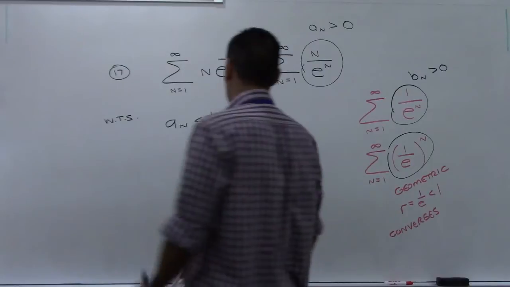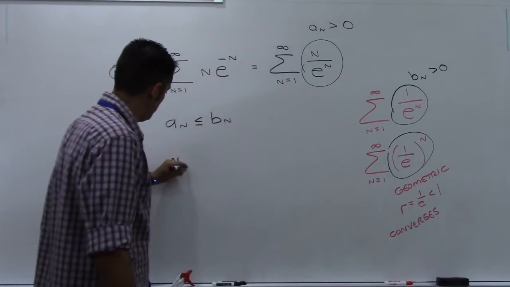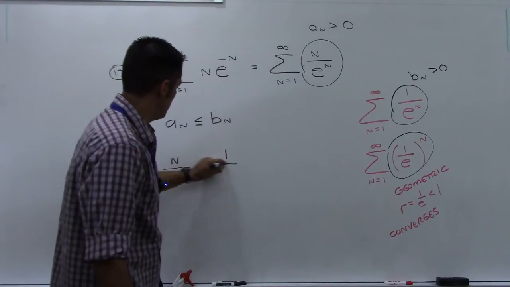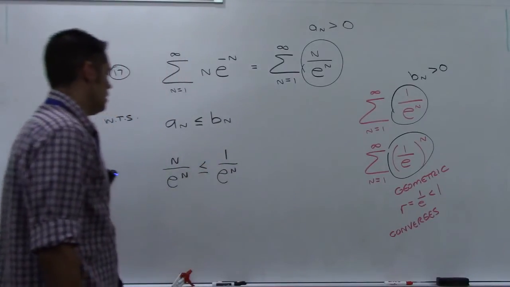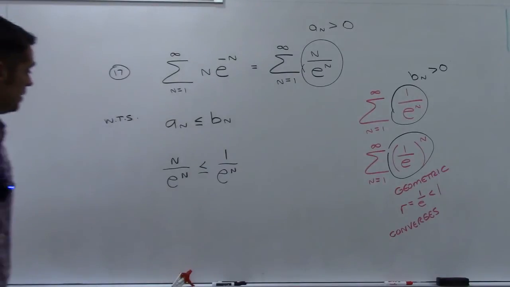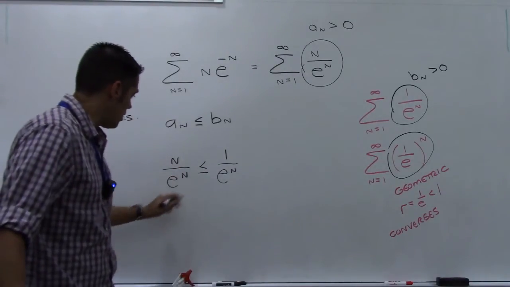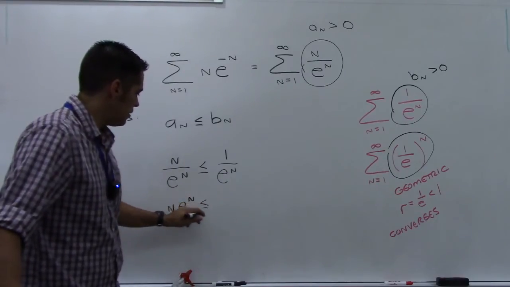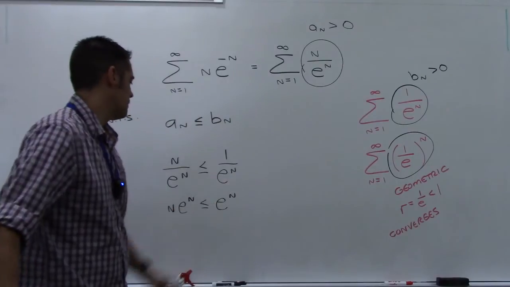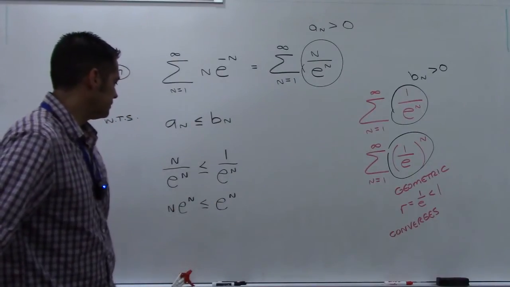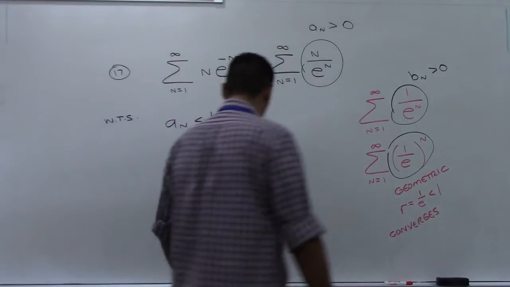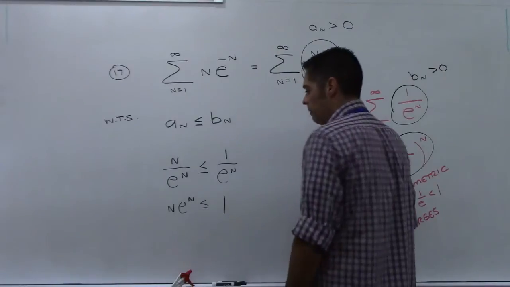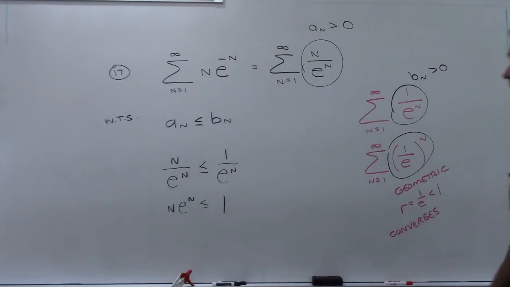So let's show this. And like I said before, I don't know if I'm going to be able to do this. So this less than or equal to 1 over e to the n. And when we do that, what happens? You multiply across this side, you get n, e to the n, less than or equal to e to the n. Sorry, I don't know why I did that. I multiply both sides by e to the n, so this is 1 on this side.